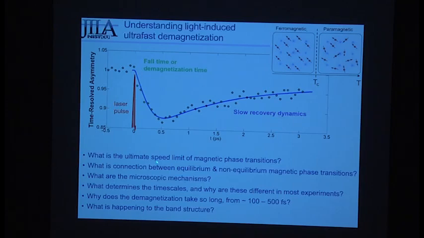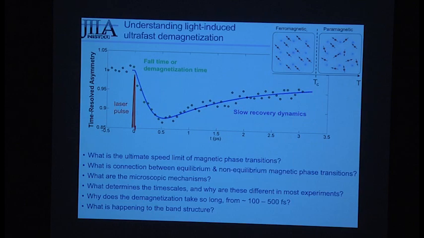But we weren't actually getting at what the ultimate speed limit is. Was this even a ferromagnetic to paramagnetic phase transition? It wasn't clear what you were doing to the material, what determines the time scale, why it takes so long. 500 femtoseconds is an odd time scale in a material. If it's charge and spin coupled, which you would expect in a ferromagnet, it should be much faster. If it's coupled to phonons, it would be much slower, because those are the coupling times from the different baths. So this was an intermediate time scale, which was very odd.